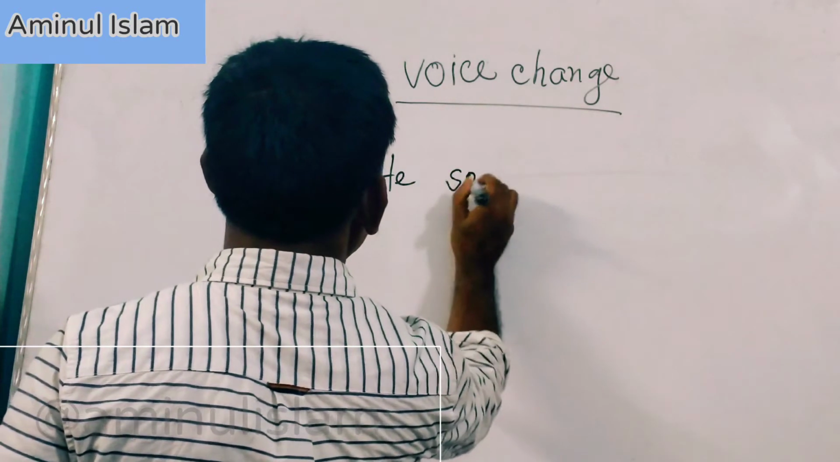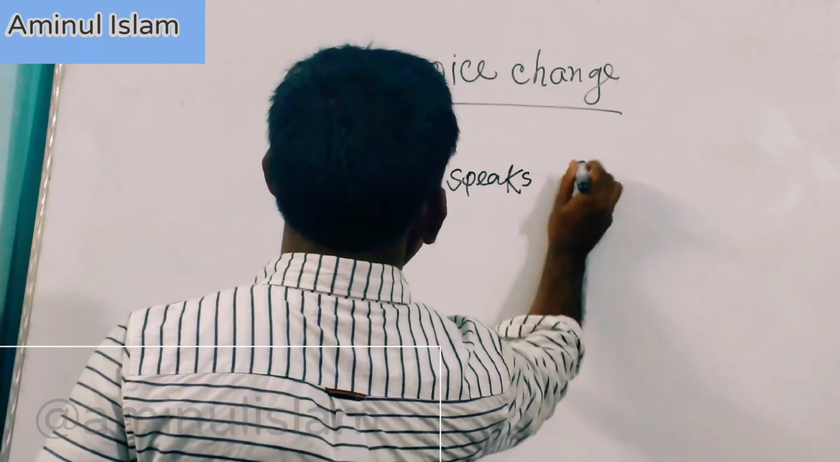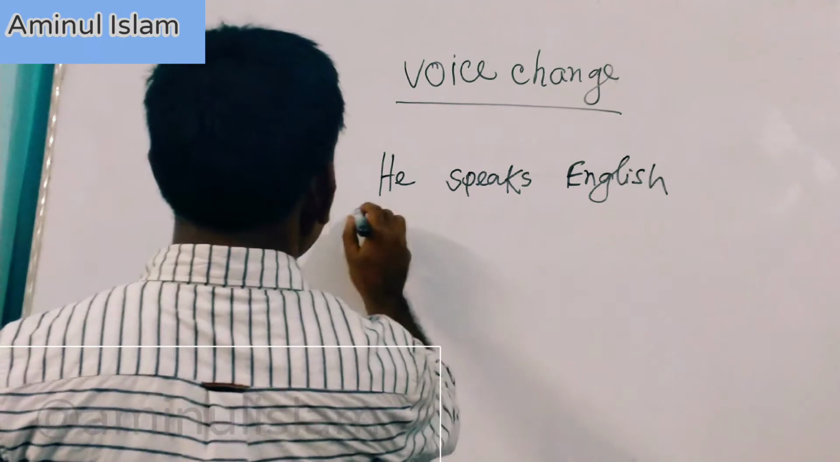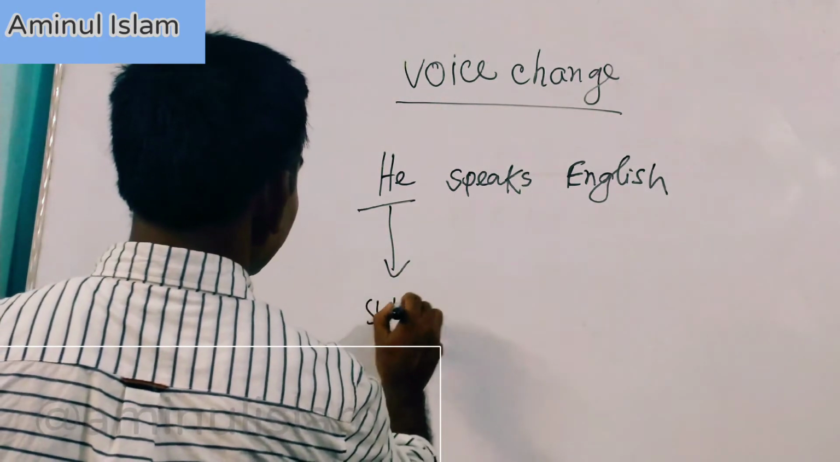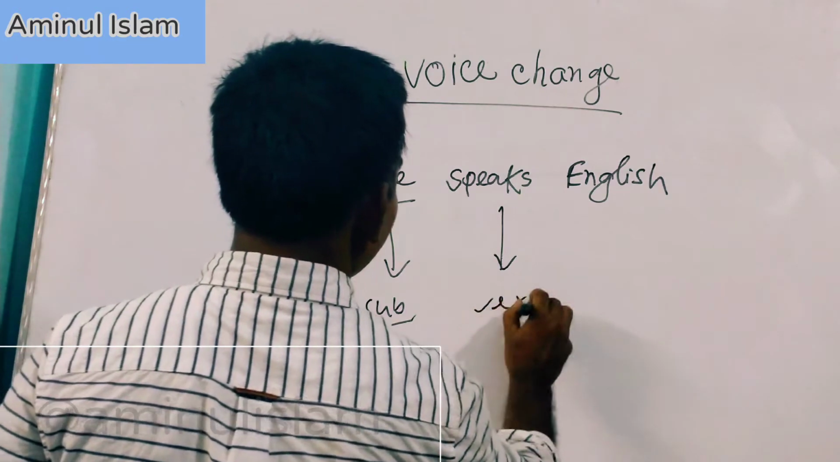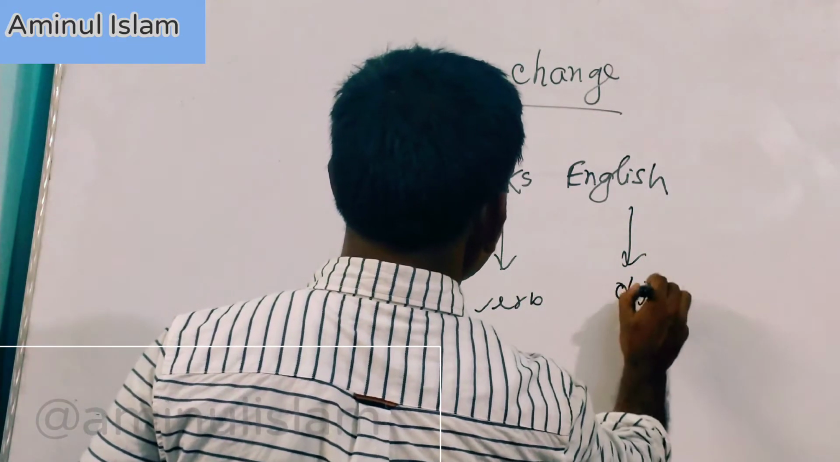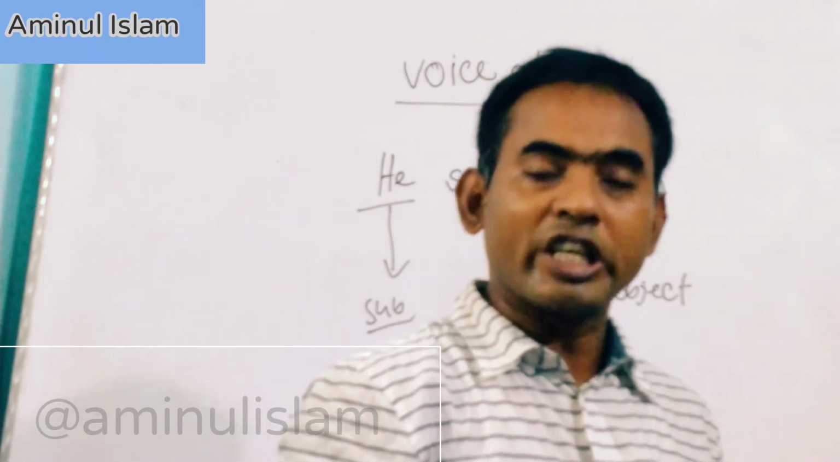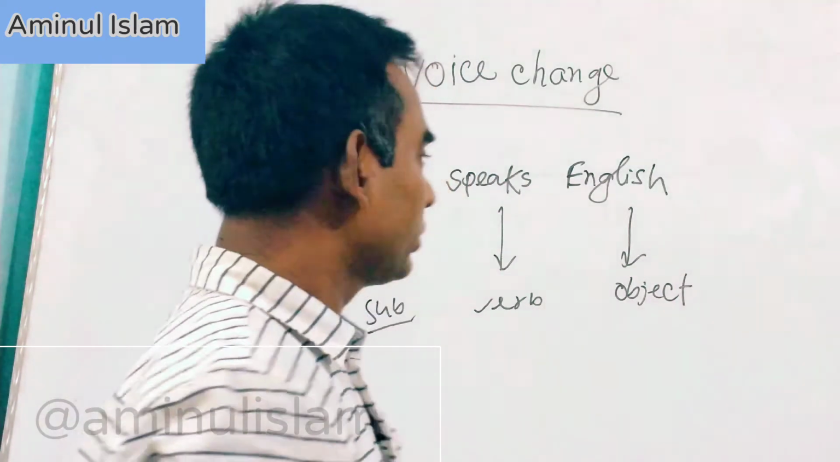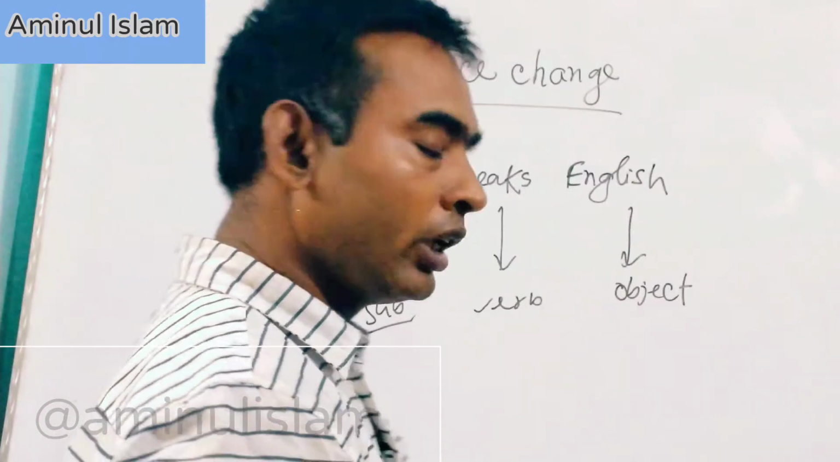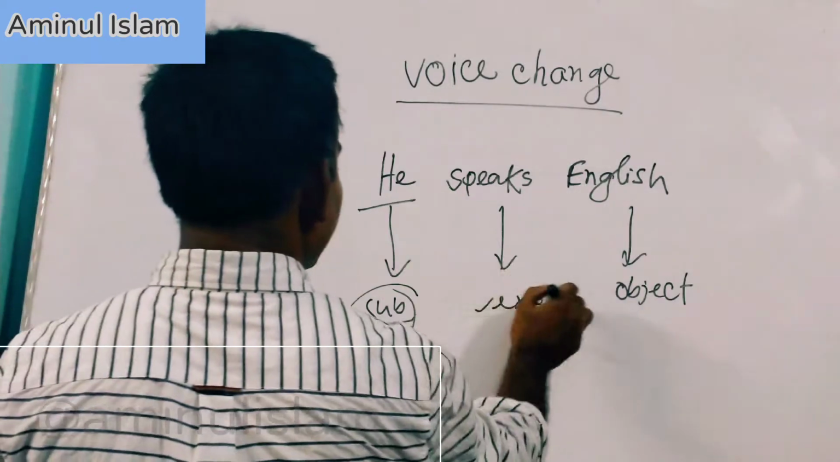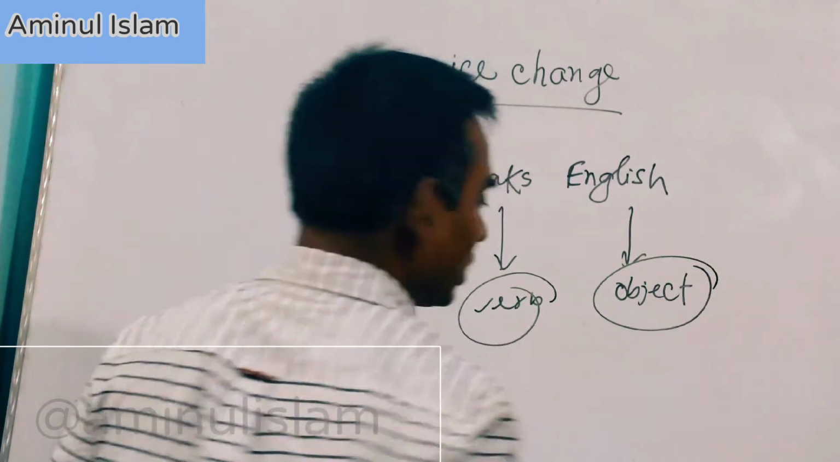He speaks English. Notice here: subject, verb and object. Students, you have to know tense, sentence, verbs and preposition. In this case, then it will be perfect. So notice here, he is the subject, speaks is the verb and English is the object.